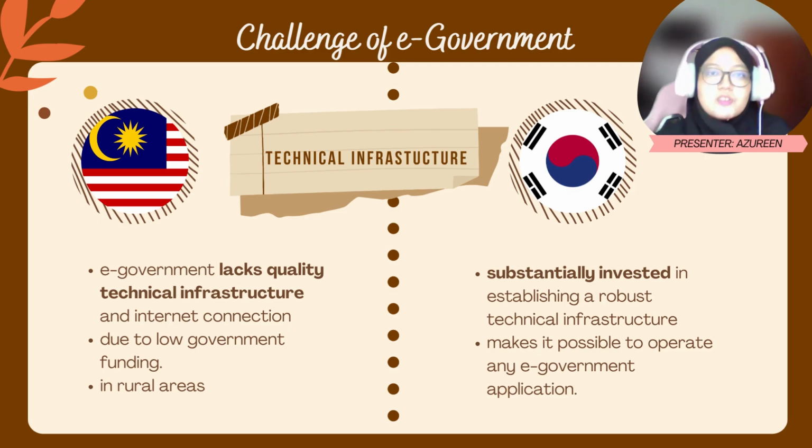Muhammad Ramli suggests that technical infrastructure is the first factor to consider when comparing the e-governments of Malaysia and South Korea. In rural areas, Malaysia's e-government lacks quality technical infrastructure and internet connection due to low government funding. On the other hand, South Korea has substantially invested in establishing a robust technical infrastructure that makes it possible to operate any e-government application.